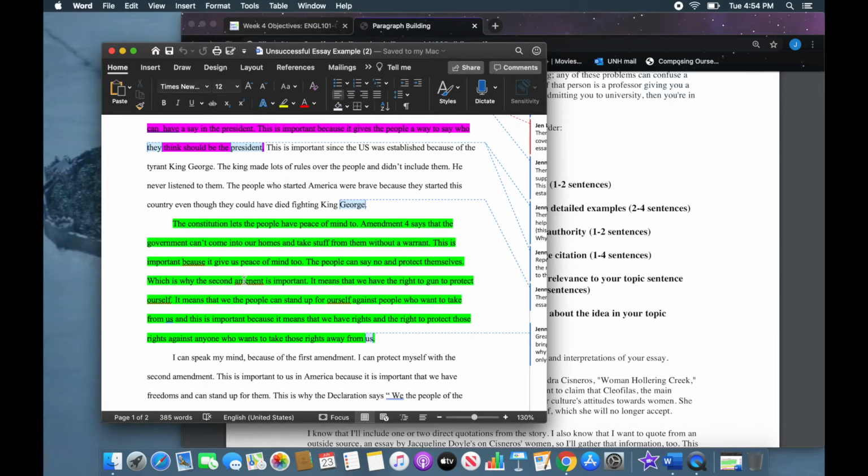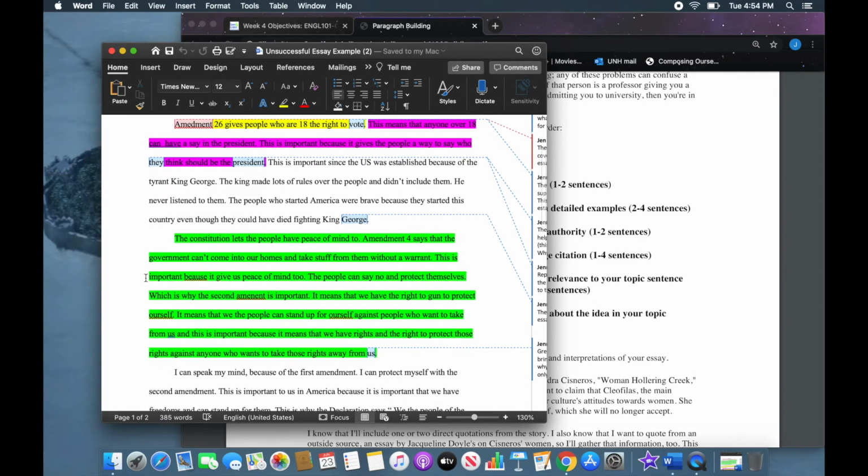right here, which is why the Second Amendment is important. Whoa. We were starting out talking about Amendment 4. How'd we get to Amendment 2? Okay. Perfect example of two separate ideas that are only loosely connected, if connected at all. Okay, so another thing you want to do in your paragraphs is focus.